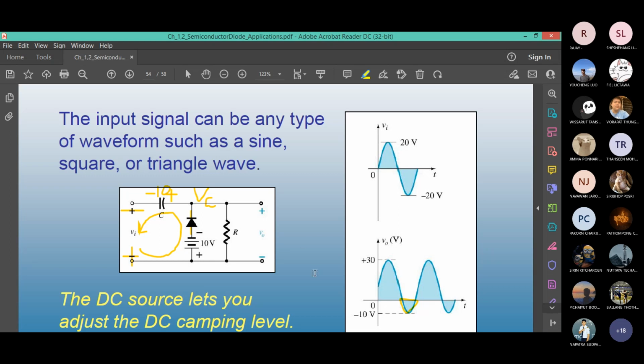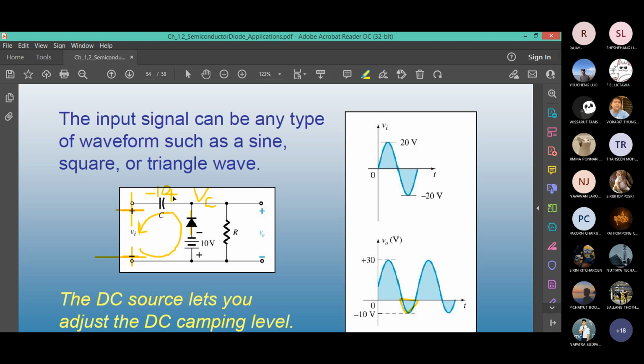The next step is to find and analyze the other half cycle which does not forward bias the diode. In the other half cycle, what happens? This becomes plus and this is minus. The bottom one is minus. This is the positive half cycle now we are talking about. The middle node is open, no current flows.